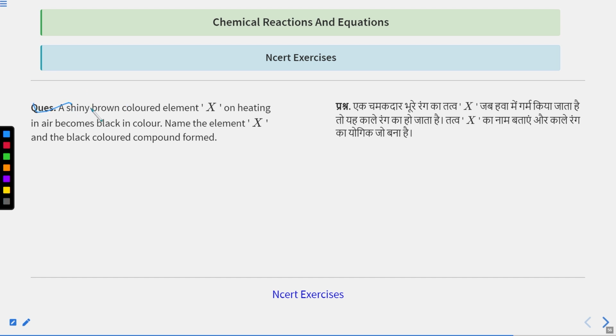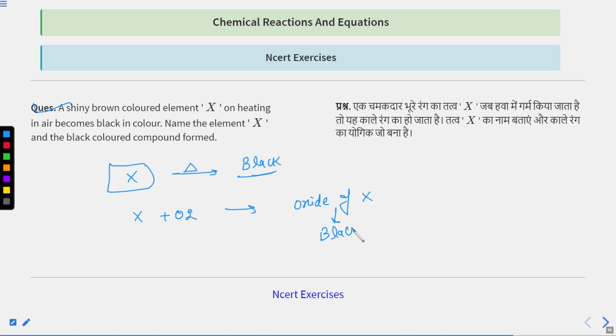The next question is: a shiny brown colored element X, upon heating, becomes black in color. Name the element X and the black colored compound formed. If you are heating, definitely it is reacting with oxygen, because heating takes place in the presence of oxygen. So X plus O2 gives oxide of X, which is black in color. Definitely you know that copper oxide is black in color.